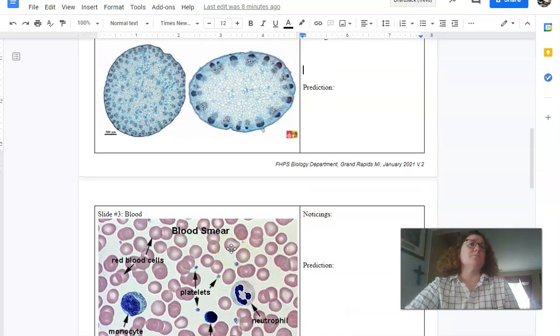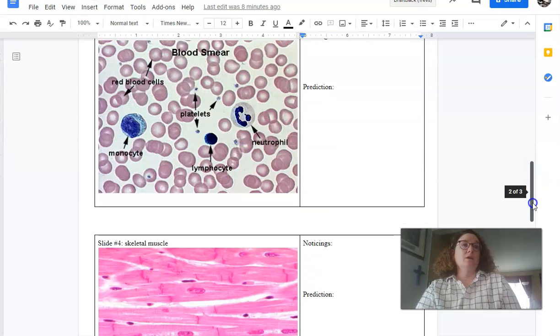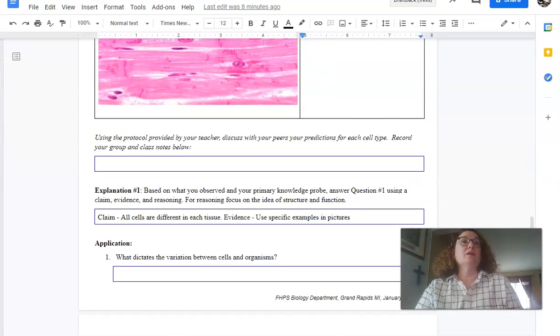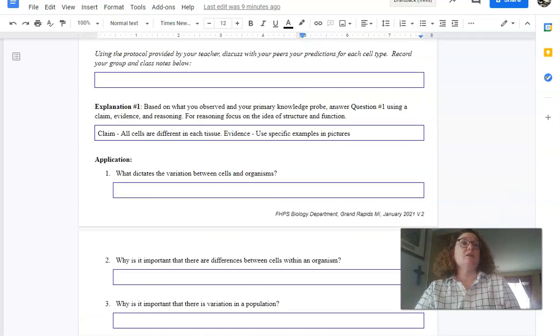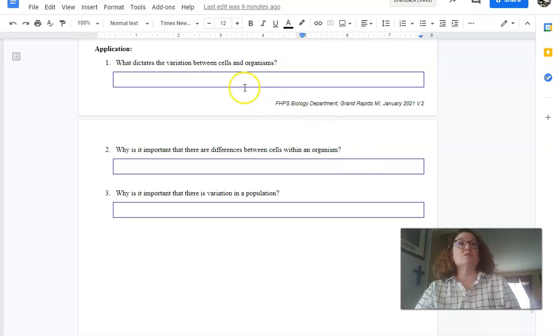Don't worry about that next box that's there. That talks about some of the groups. We didn't get into smaller groups or anything like that. For your explanation, what you're looking at is you do need to make a claim. So it should be something along the lines that all cells are different in the tissues, and then for the evidence using these specific examples. And then finally answering these 3 questions.